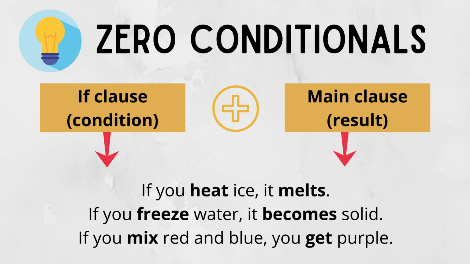For example, if you heat ice, it melts. Heat and melts are both simple present. If you freeze water, it becomes solid. Freeze and becomes are also simple present. If you mix red and blue, you get purple. Mix and get are also simple present.